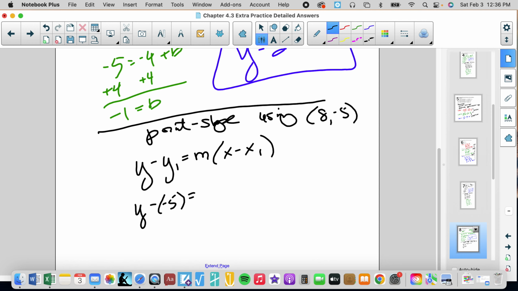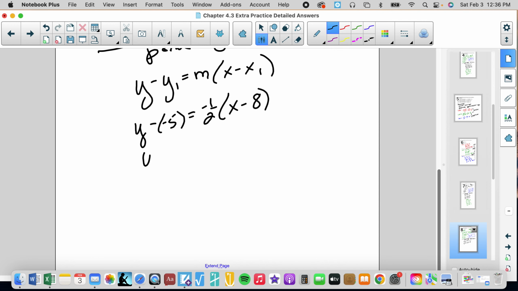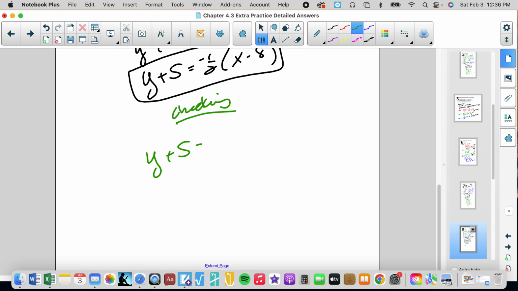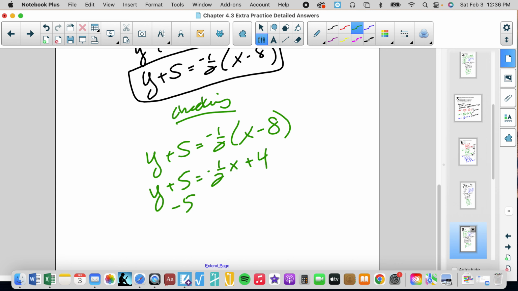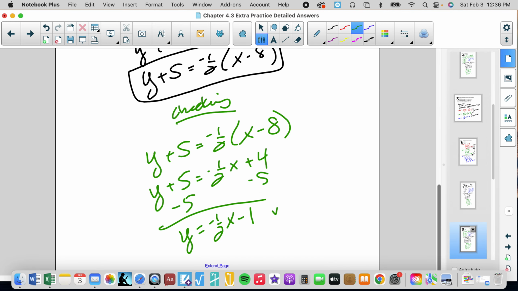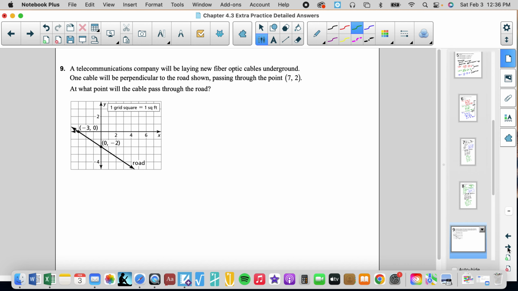-5 equals, I've already forgotten what my slope is, -1/2, x minus 8. Y plus 5 equals -1/2 times the quantity x minus 8 could be your point slope equation. Checking is going to be y plus 5 equals -1/2 times the quantity x minus 8. Y plus 5 equals -1/2 x plus 4, minus 5, minus 5. Y equals -1/2 x minus 1. And does it check? It does. Number 9, we love the word problems.